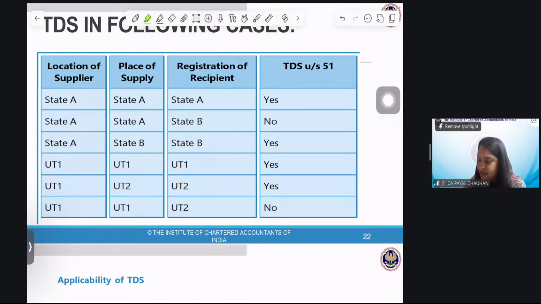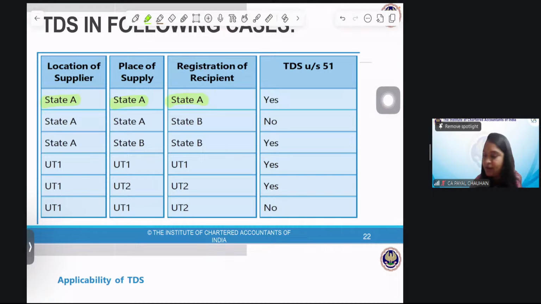Now tell me the answer. See, I'm the supplier, take it like this. I'm the supplier, I'm in state A. You, the place of supply, I'm giving the services also in state A. And all my classes also in state A. TDS applicable, yes or no? You people are seeing the answer also. Yes, it is applicable. Perfect.